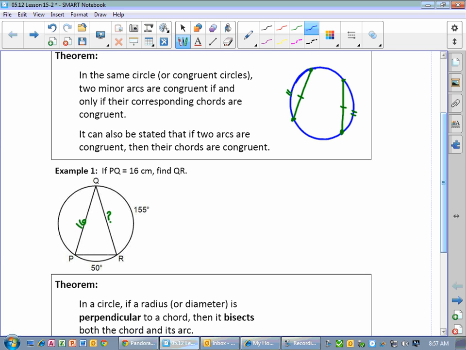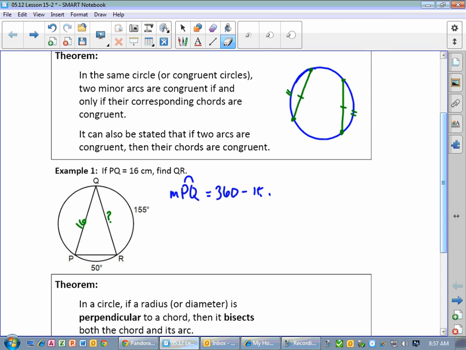And what do all the arcs have to add up to? Okay, so we can find, because we can't really find anything else, we can find the measure of arc PQ. So measure of arc PQ, well, that would be 360 minus 155 minus 50. Okay, so we're subtracting everything from it, right? And so we get 155. So this arc over here must be 155 degrees.